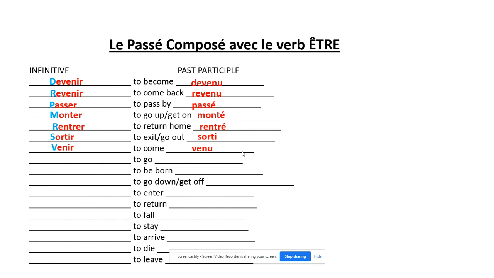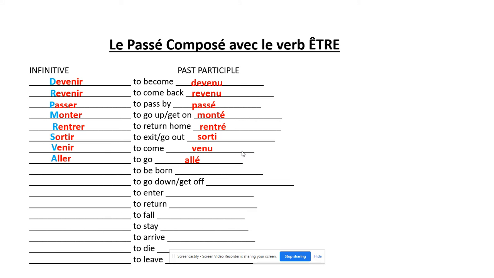Our verb to go, aller. So even though aller is an irregular ER verb, because we conjugate it in the present with like je vais, tu vas, il, elle va, the past participle forms the regular way. So just drop the ER, replace it with E accent aigu. All right, here's our next rebel.